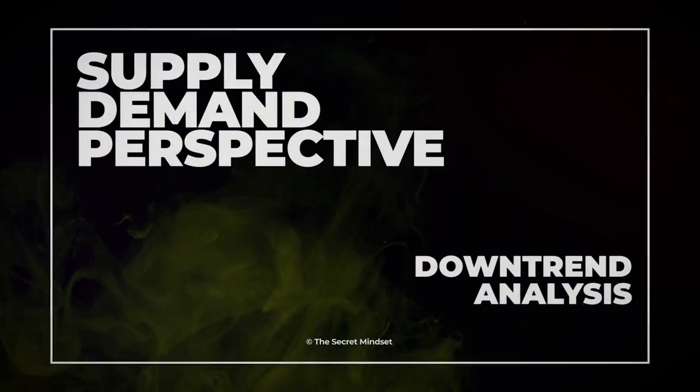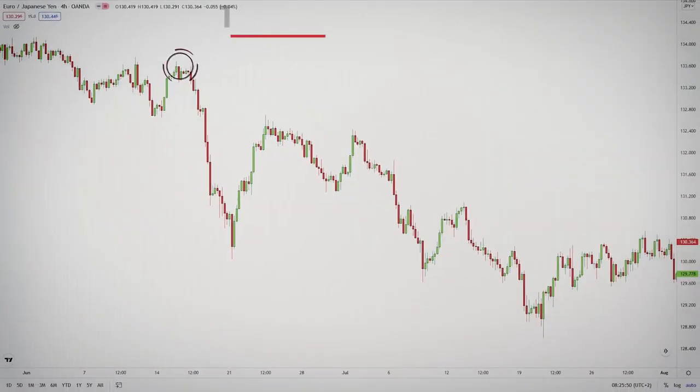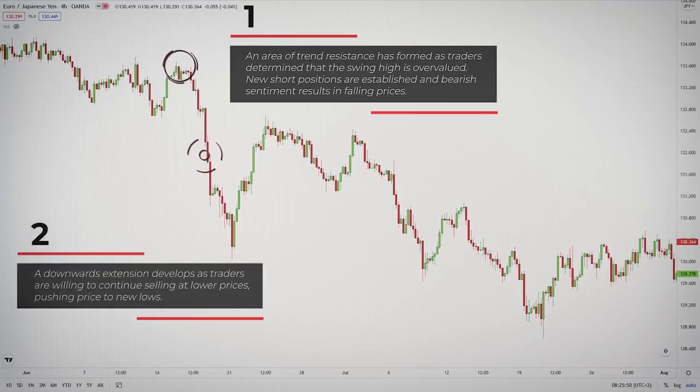And here's the supply and demand perspective in a downtrend. An area of trend resistance has formed as traders determined that the swing high is overvalued. New short positions are established and bearish sentiment results in falling prices. A downward extension develops as traders are willing to continue selling at lower prices, pushing price to new lows.